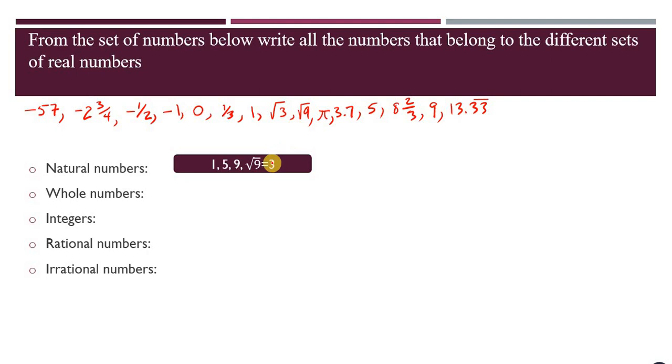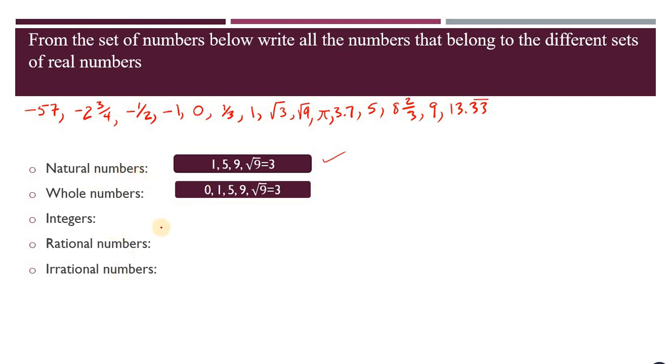The square root of 9 is actually 3, so that should be included. We have 5 already and 9, so this is correct. If you have these, it doesn't have to be in order, but typically we put them in order. So we put 1, square root of 9, 5, and 9. If you have square root of 9 after, that's fine. This is just indicating that square root of 9 is the same as 3. Whole numbers are natural numbers in addition to 0.